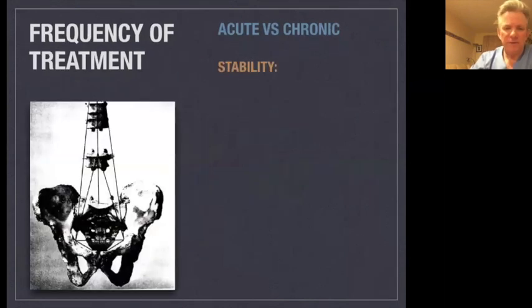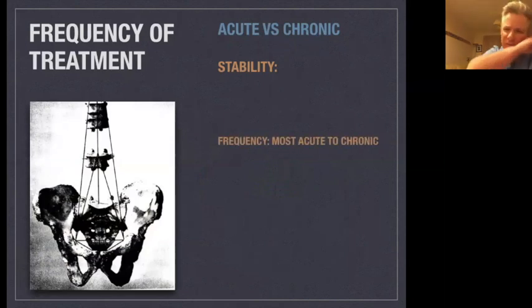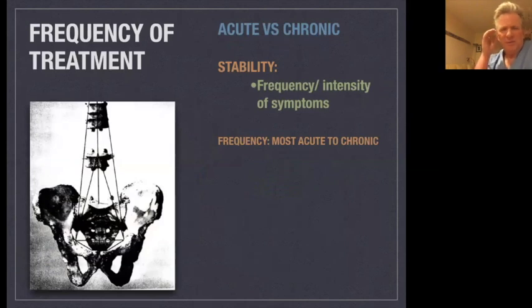So, drawing this towards a close, in terms of the acute versus chronic, looking at stability, looking at the frequency, acute to chronic. The stability is relative to frequency and intensity of symptoms. Are they coming back? Is it very unstable in the patient? And so on. A lot of that has to do with the mechanics, which I'll explain in a moment.